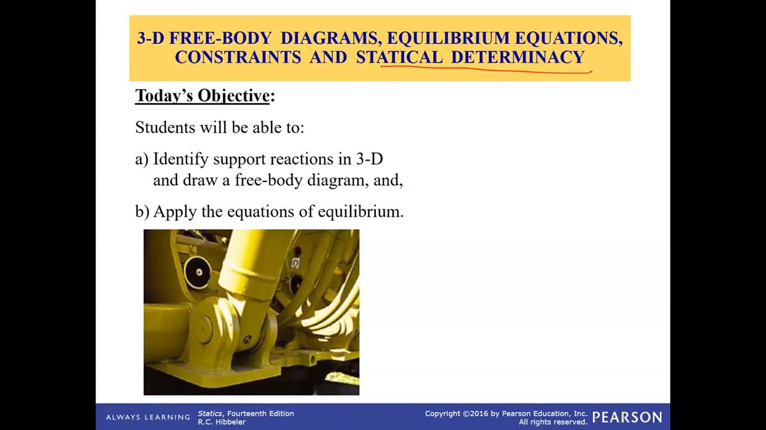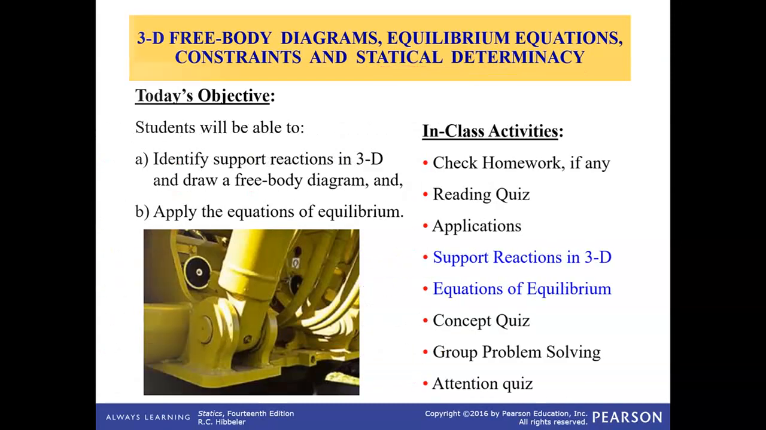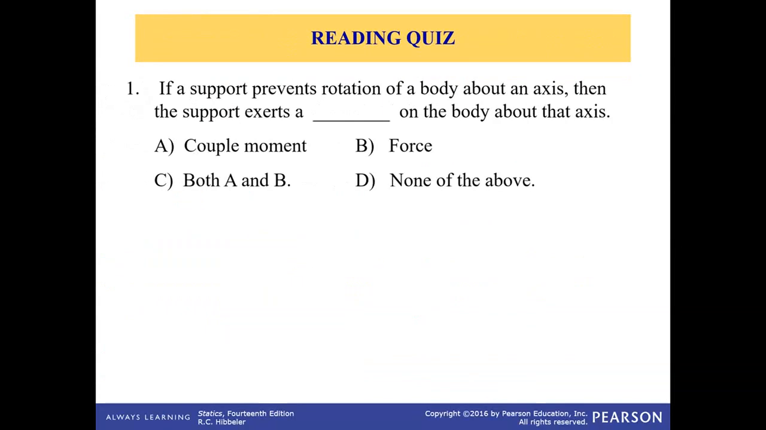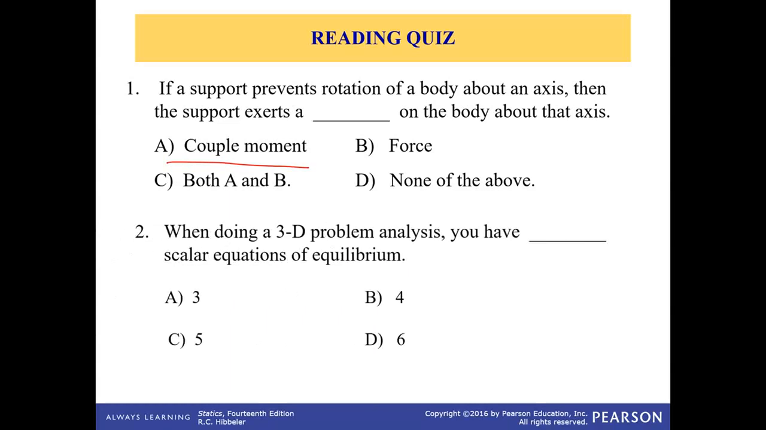Objectives are to identify support reactions in 3 dimensions, draw a 3D free body diagram, and apply the equations of equilibrium in 3 dimensions. If a support prevents rotation of a body about an axis, then the support exerts a couple moment on the body about that axis. Remember, when a support prevents translation, it exerts a force, but when a support prevents rotation, it exerts a couple moment. When doing a 3 dimension problem analysis, you have blank number of scalar equations of equilibrium, and the correct answer is 6.